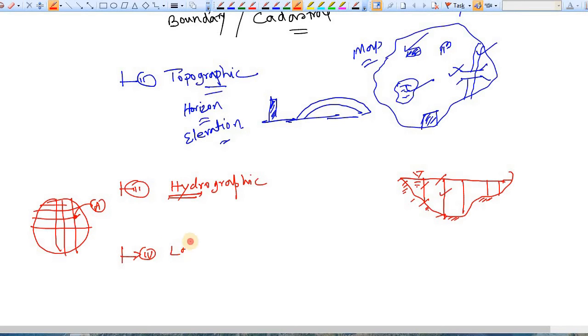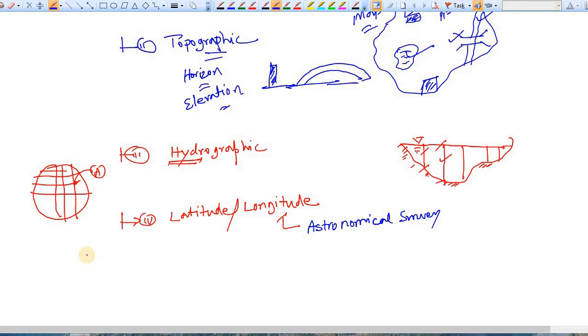To measure this latitude or longitude, you need to use the method of astronomical survey. This type of surveying is known as astronomical survey. So based on different activities, there are different types of surveying. Now come to our civil engineering survey, or simply engineering survey.